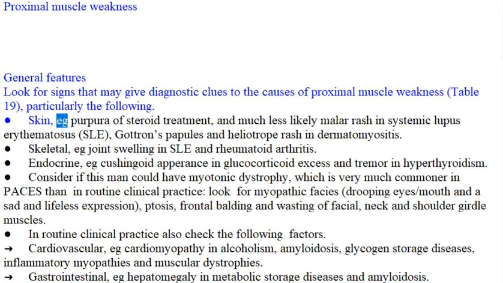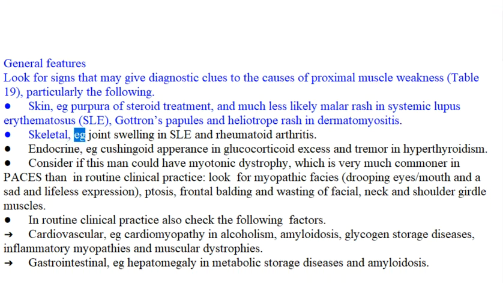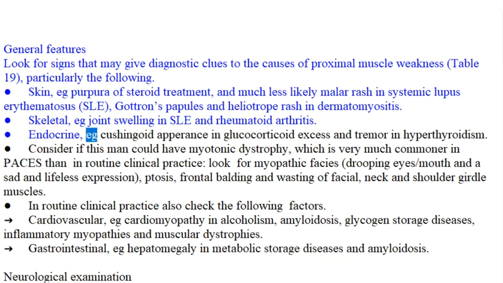Skin, e.g. purpura of steroid treatment, and much less likely malar rash in systemic lupus erythematosus, SLE, Gottron's papules, and heliotrope rash in dermatomyositis. Skeletal, e.g. joint swelling in SLE and rheumatoid arthritis. Endocrine, e.g. Cushingoid appearance in glucocorticoid excess and tremor in hyperthyroidism.